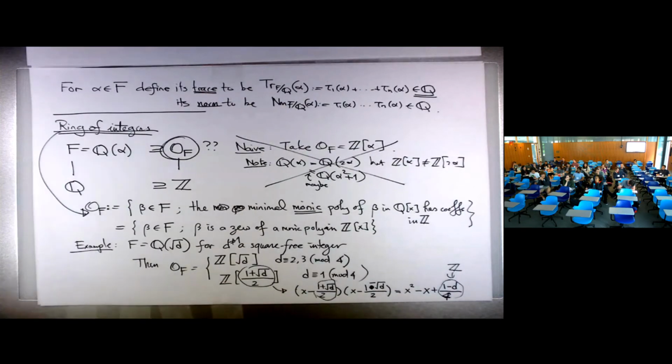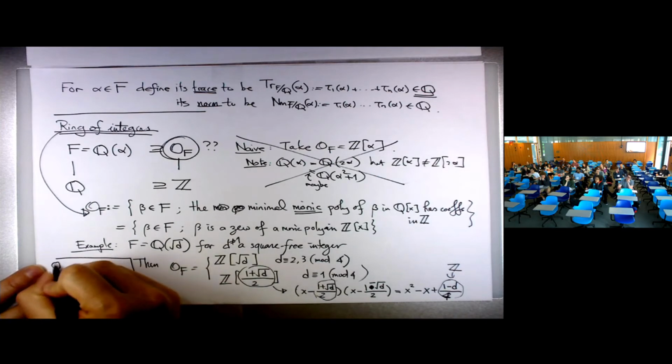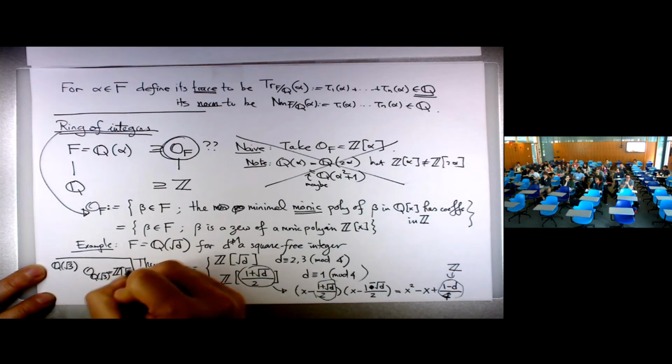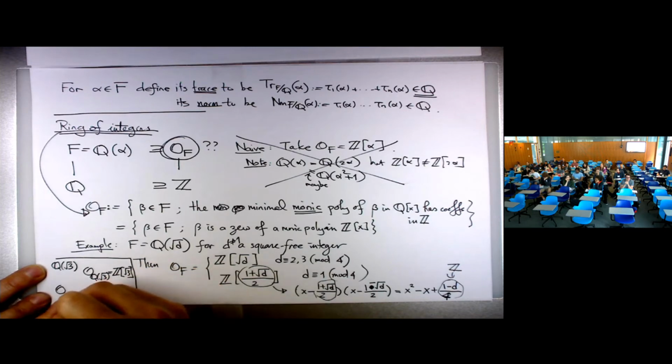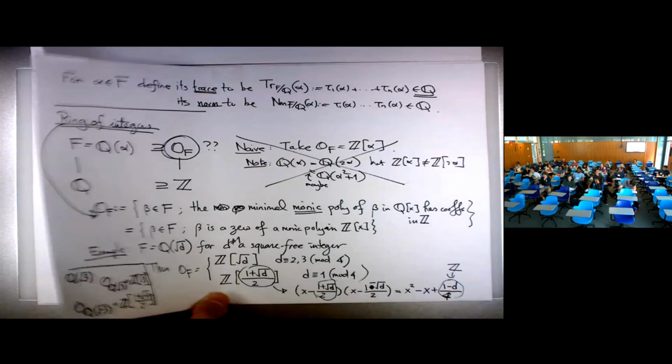Oh, you know what? Let me stay here before moving to the next page. Just for a concrete example, if you do Q adjoin root of 3, that's just Z adjoin root of 3. However, if you do Q adjoin root of negative 3, negative 3 is congruent to 1 mod 4. So you have Z adjoin that. Alright? These are further examples of this example.